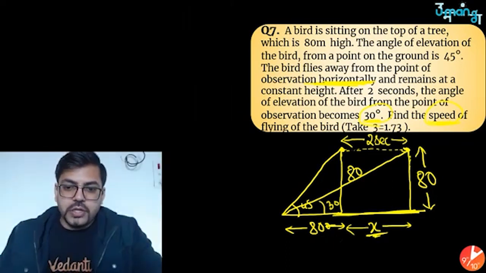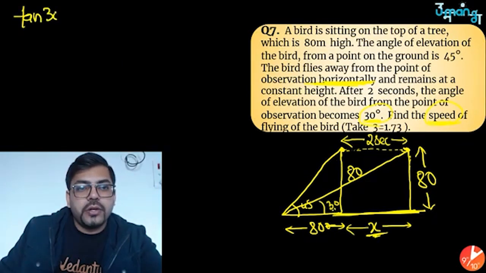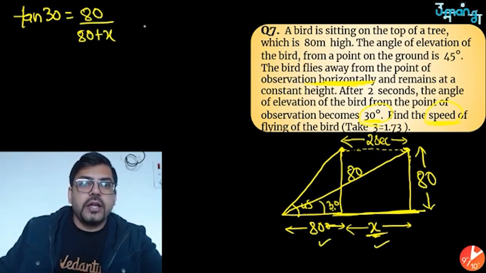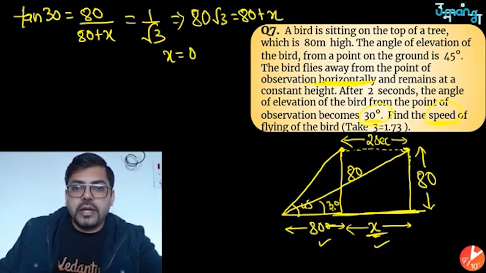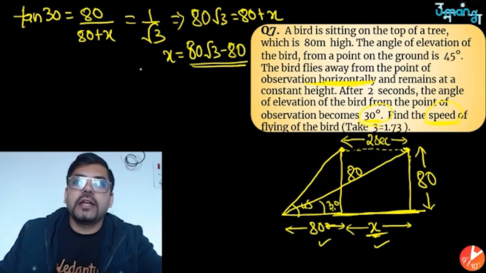Here we go, people. So first of all, this 80 is known. Now I will be applying this 30 degree, tan 30. Tan 30 is perpendicular, 80, upon base. Base is 80 plus x. I hope you are understanding that this is 80 plus x. And this tan 30 is nothing but 1 by root 3. Do a cross multiplication. Doing cross multiplication will give you 80 into root 3, that is 80 root 3 equals 80 plus x. Very simple. x is nothing but 80 root 3 minus 80. That is the value of x.